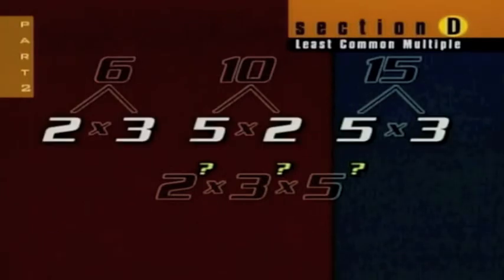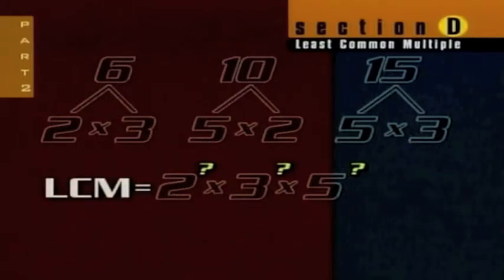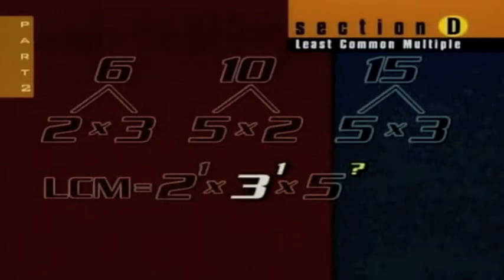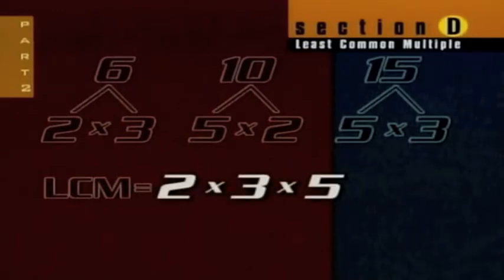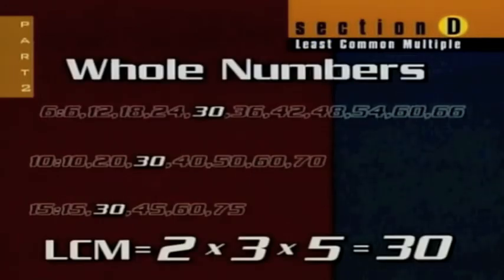Notice in this example, the most each prime number appears in a single factorization is 1 time. So the biggest exponent we can use for each is 1. That means the LCM of 6, 10, and 15 is 2 to the first power times 3 to the first power times 5 to the first power, or 2 times 3 times 5. See how when we multiply 2 times 3 times 5, it equals 30, which is what we got before when we compared multiples with whole numbers.